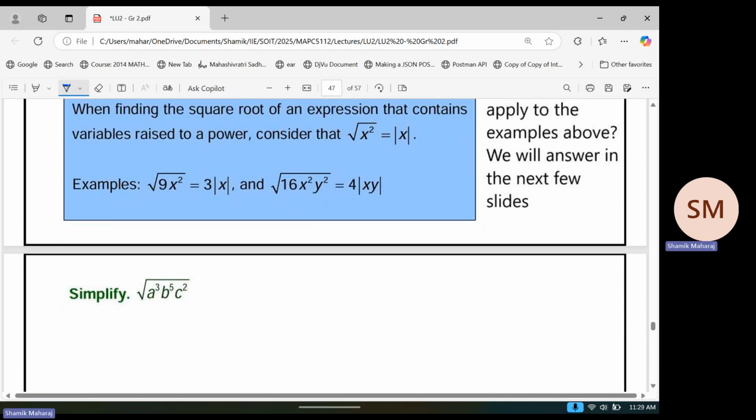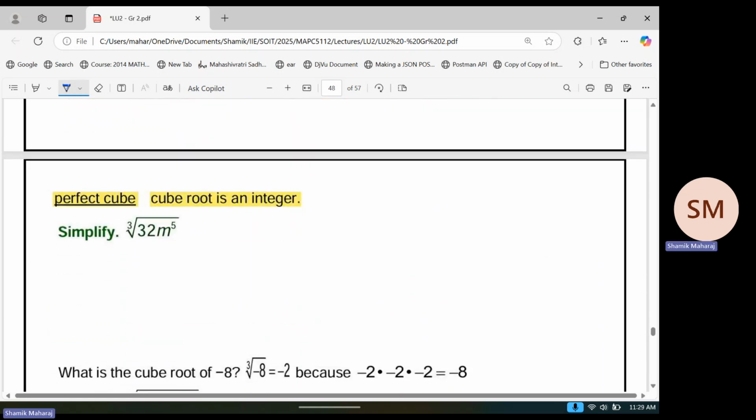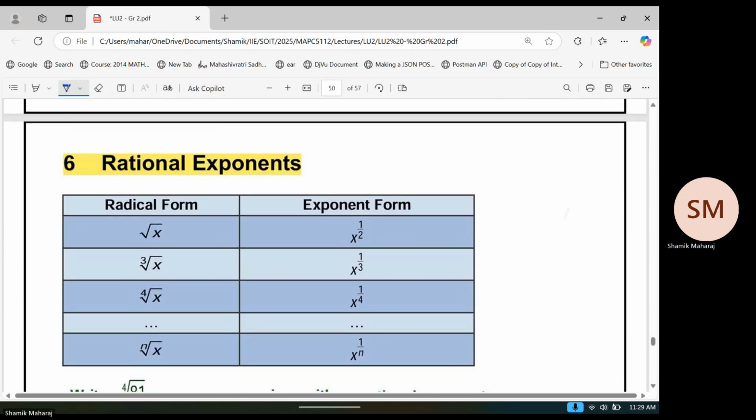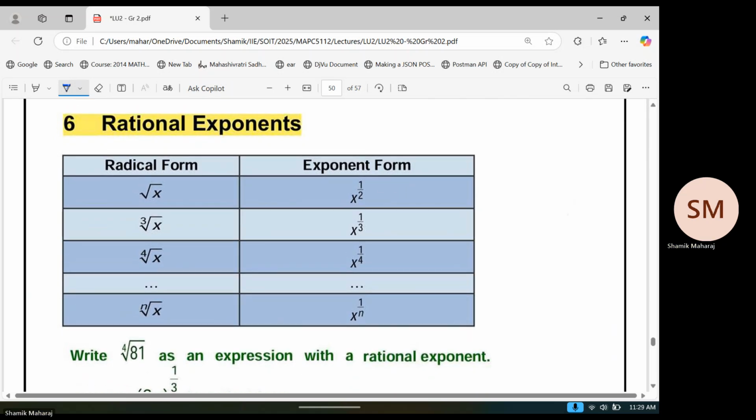Page 45 up until page 50. Not too much. 45 to 50, right? Not too much. Just read those and try the examples. All right, then I will set you guys free and I'll see you next time.